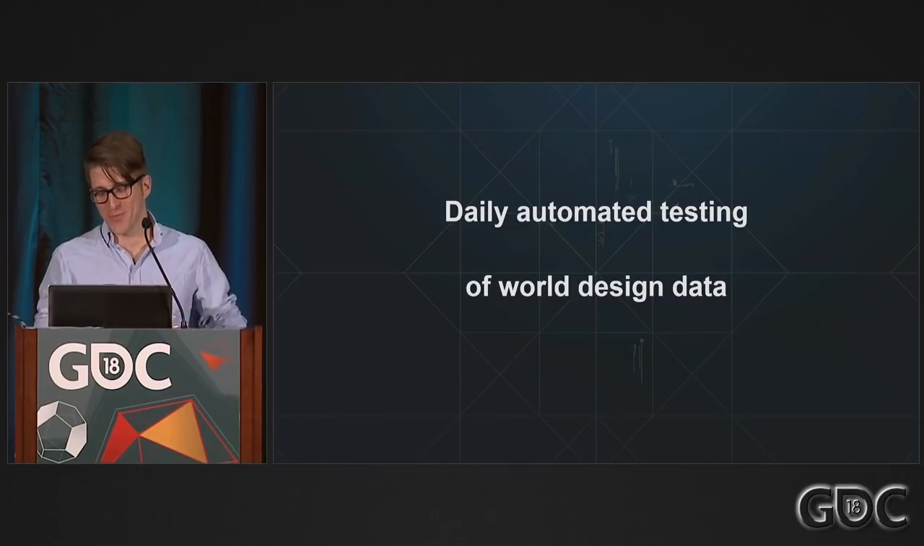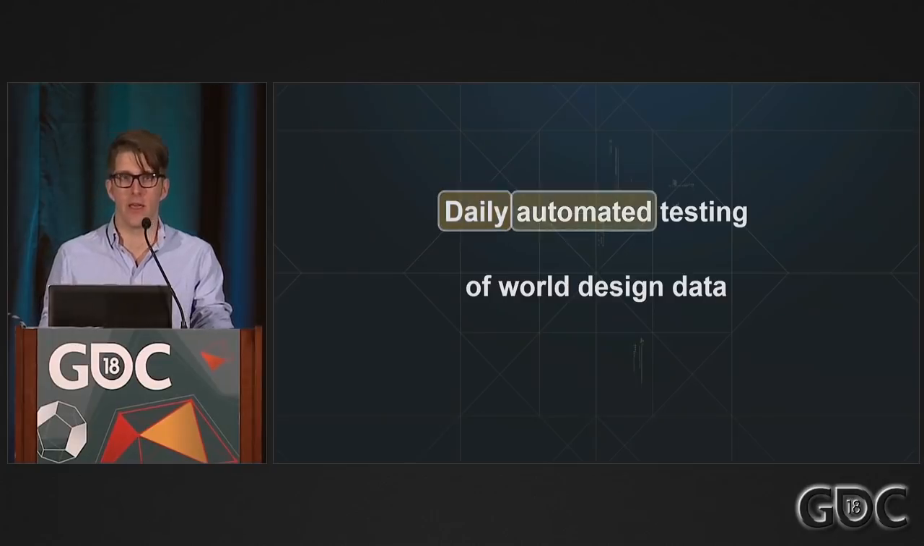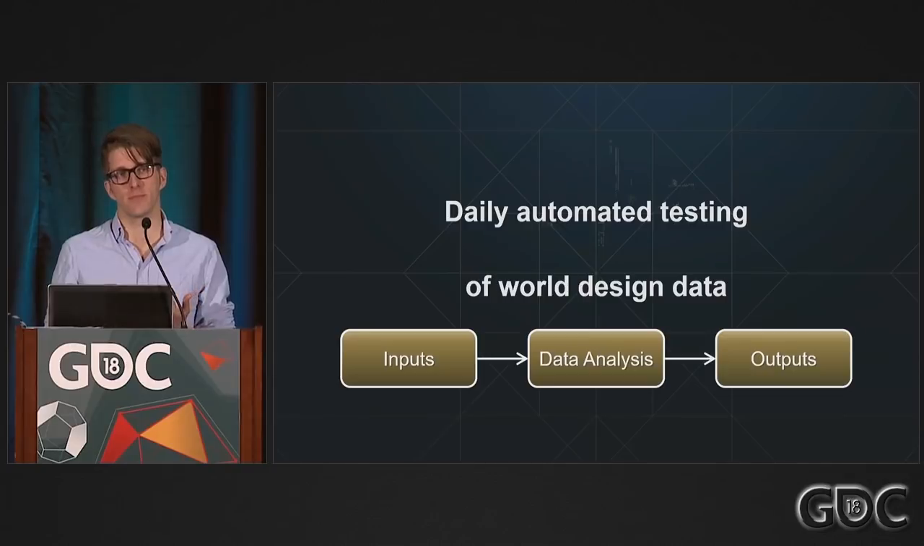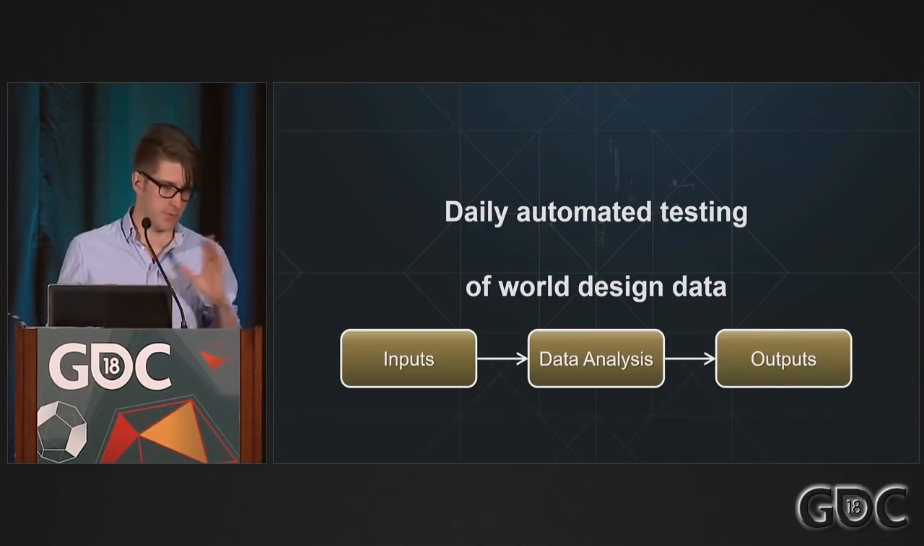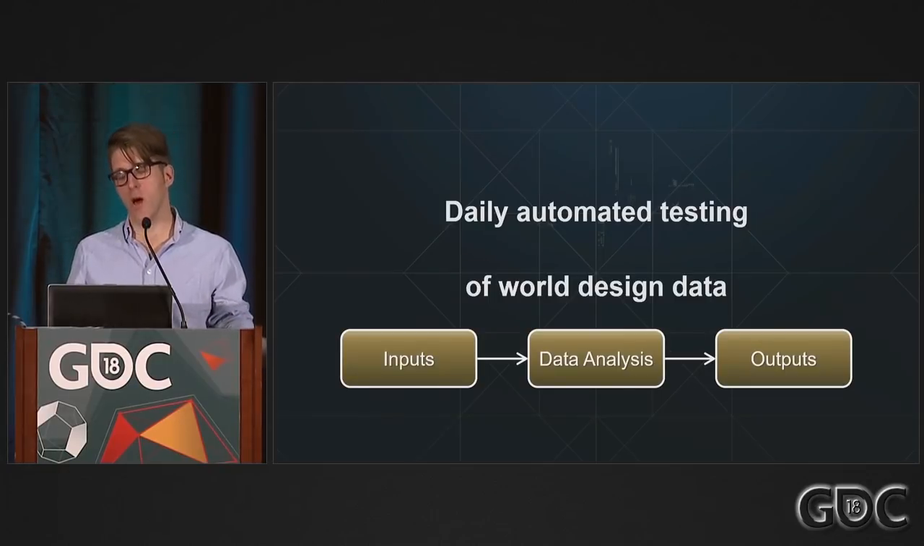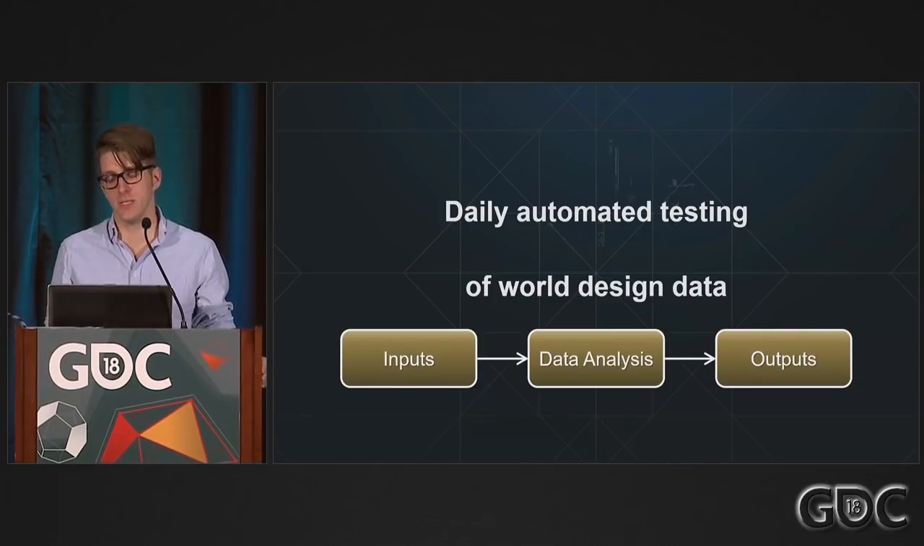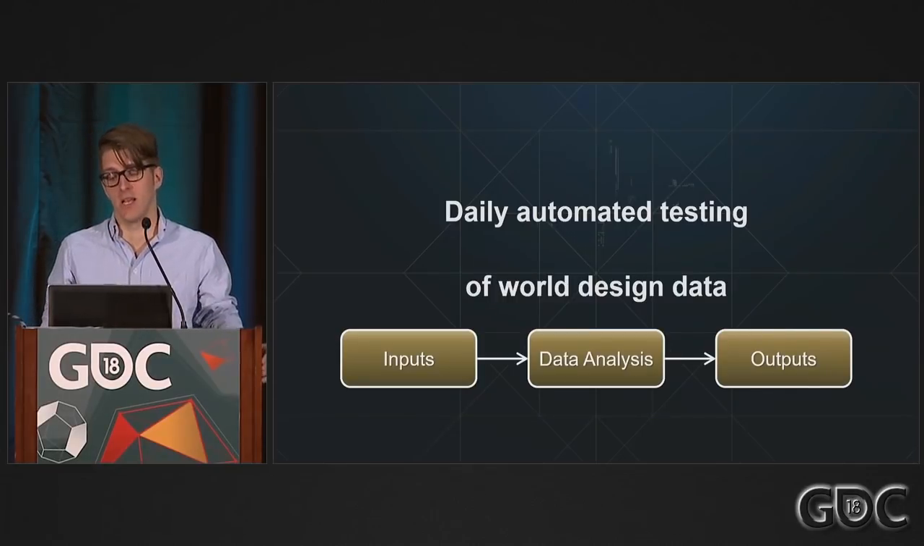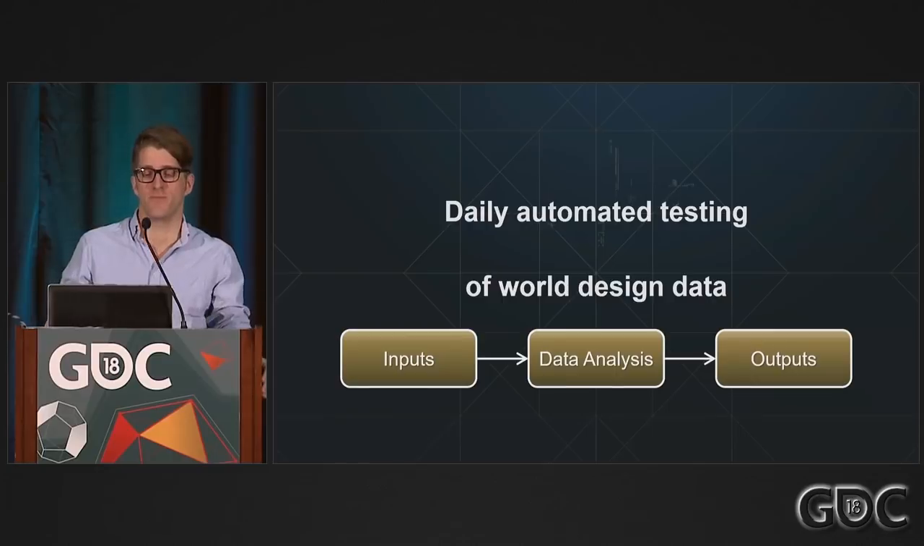So in a nutshell, it's daily automated testing of world design data. Keywords being daily and automated. Every day, we have a set of inputs that are fed into a data analysis system which performs an array of tests. And then we output all the information necessary to understand, find, and fix these errors. It sounds very simple, and conceptually it is, but for us, it was a game changer.